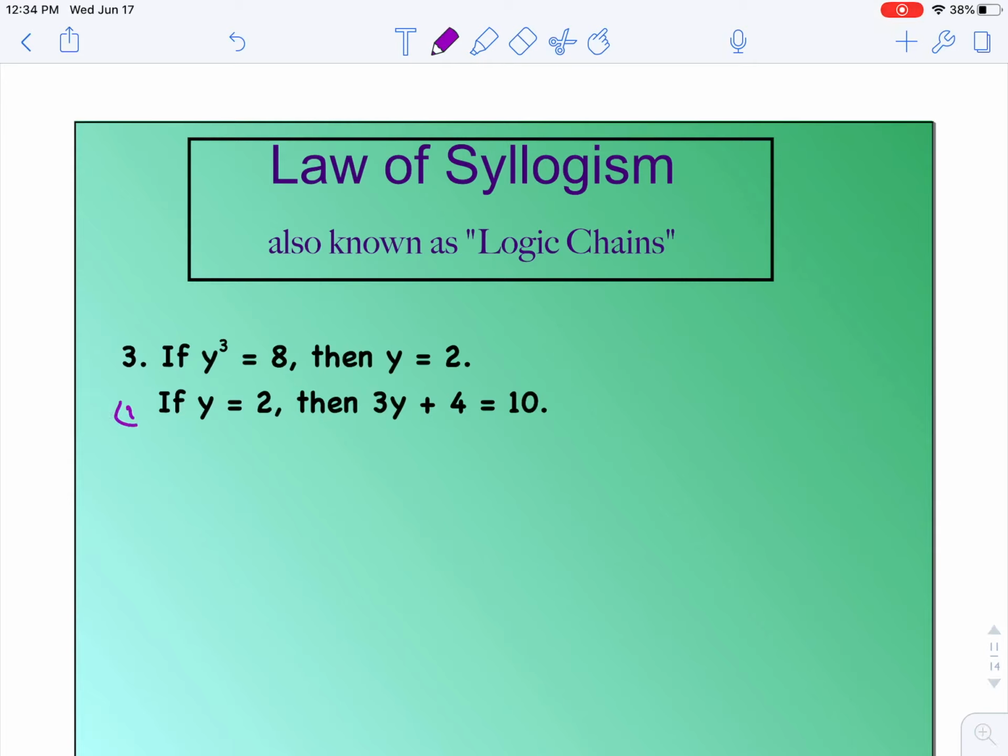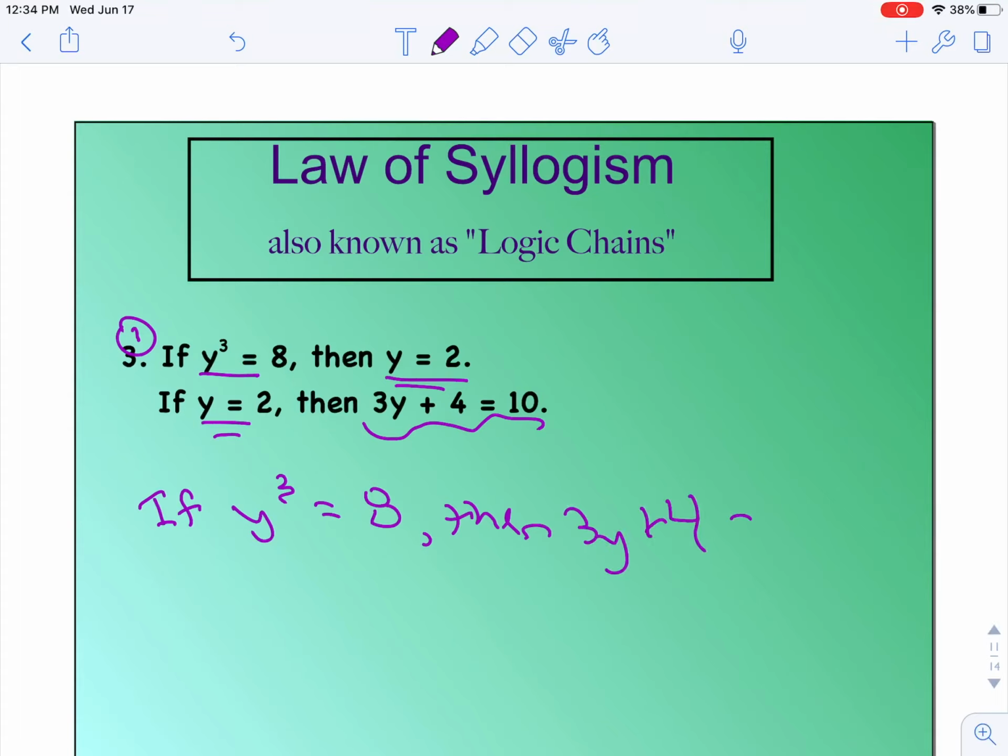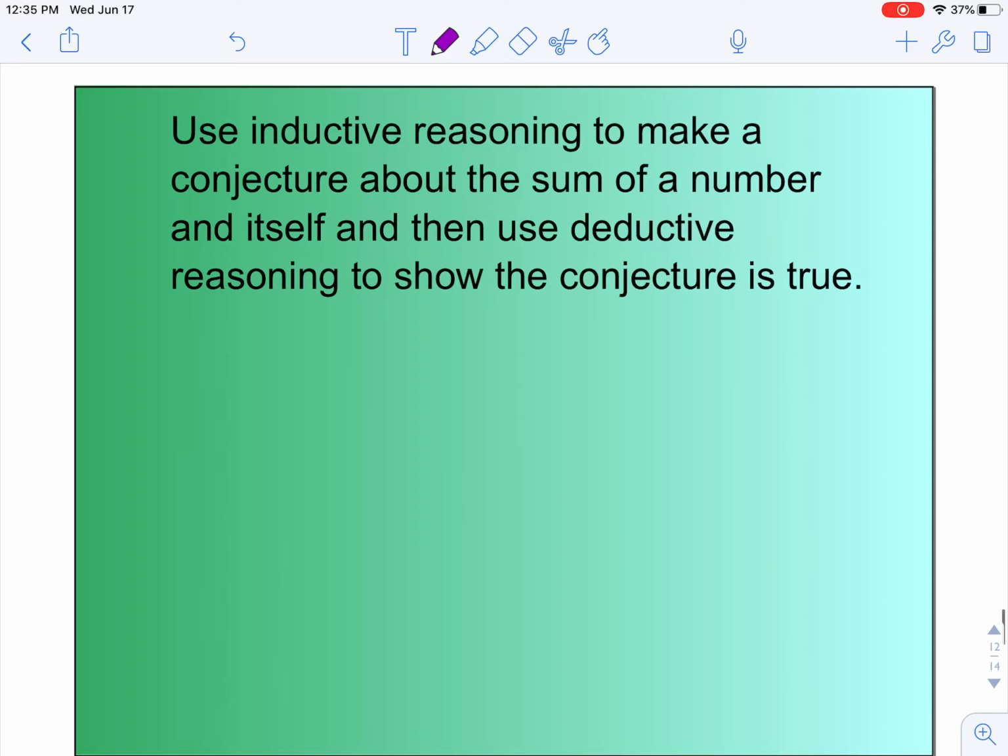And in order, if y equals 2, then 3x plus 4 equals 10. That would be your first one. And this would be your second one, because again, you have to make sure that this hypothesis right here led to this conclusion. Now that conclusion has to be your next hypothesis, which leads to this conclusion. So now what you could say is, if y cubed equals 8, then 3y plus 4 equals 10. So again, it's just understanding the process of what's going on.